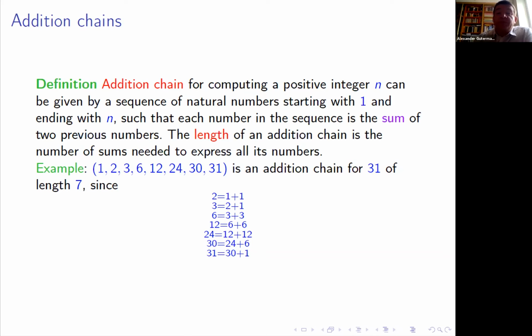So we compute a certain integer n in a certain addition chain, and the length of the addition chain is the number of sums needed to express all its numbers. So for example, here you would like to express 31, and you start from these elements here, and finally obtain the result.